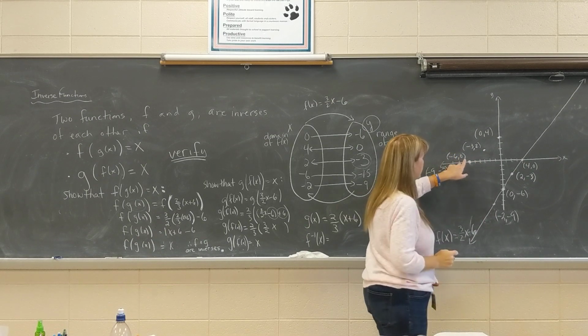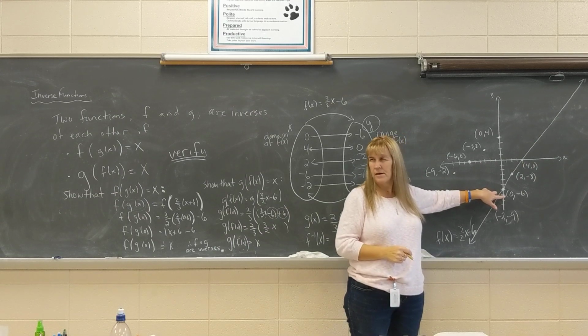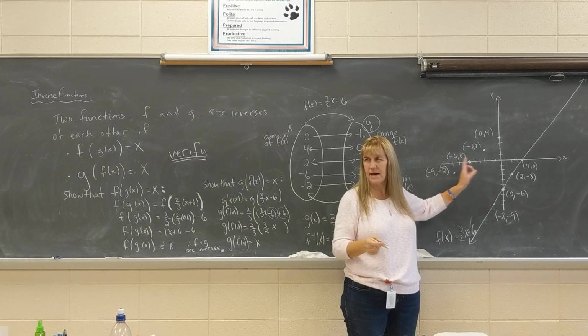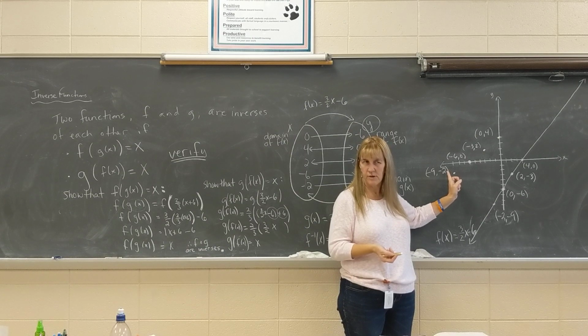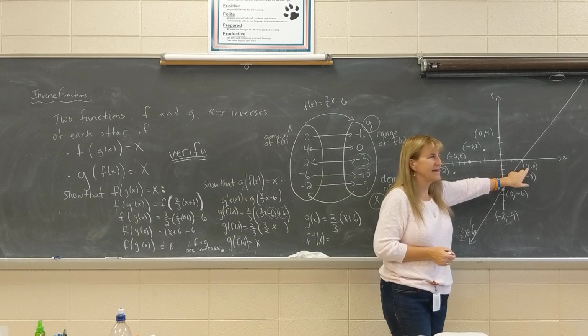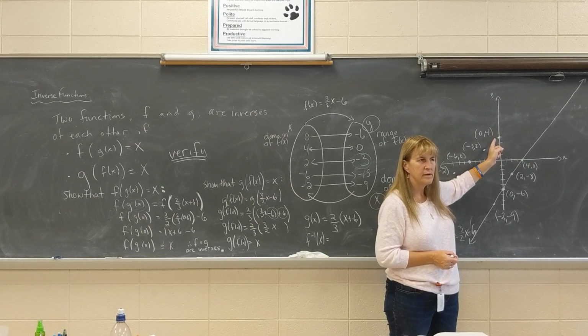Hey, look. -6, 0 is here, but 0, 6 is there. Would that be logical? Yes. That the y-intercept for f would be the x-intercept for g? Yes. You sure? Yes. Good. Alright. Does that make sense that the x-intercept for f would be the y-intercept for g? Yes. Why?